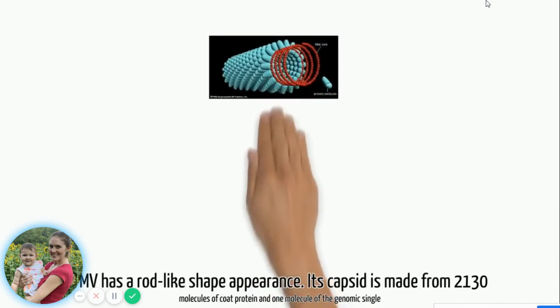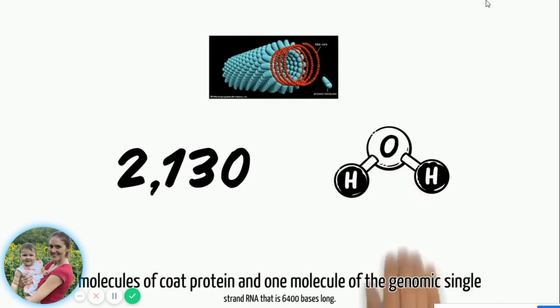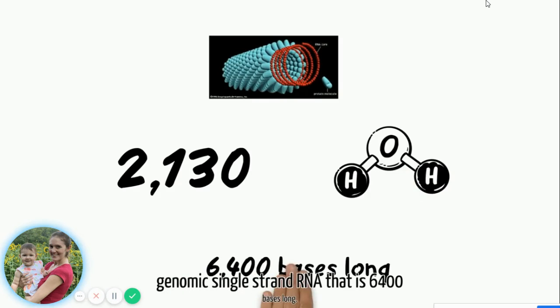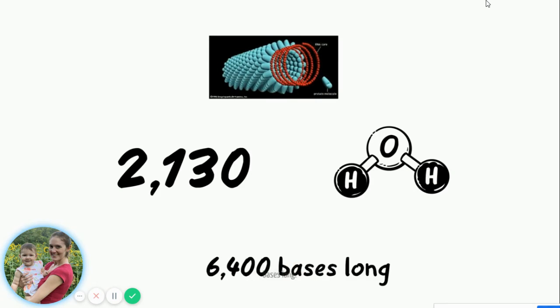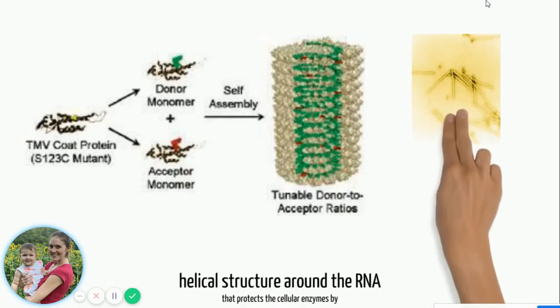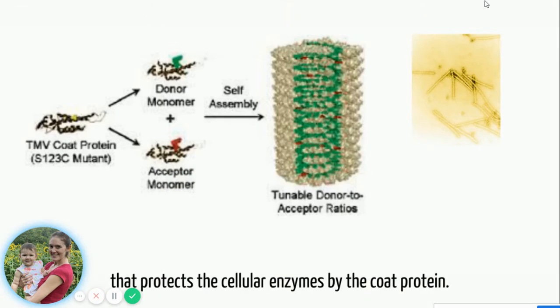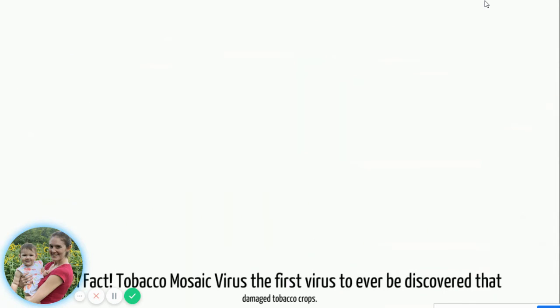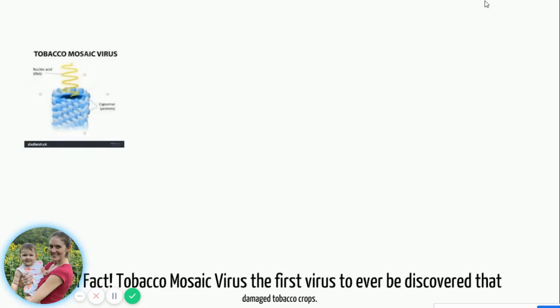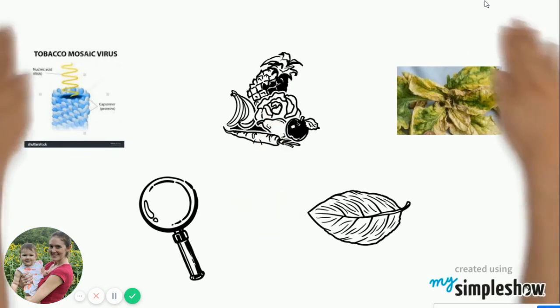TMV has a rod-like shape appearance. Its capsid is made from 2130 molecules of coat protein and 1 molecule of the genomic single-strand RNA that is 6,400 bases long. The coat protein assembles a rod-like helical structure around the RNA that protects it from cellular enzymes. Fun fact: tobacco mosaic virus was the first virus to ever be discovered, and it damaged tobacco crops.